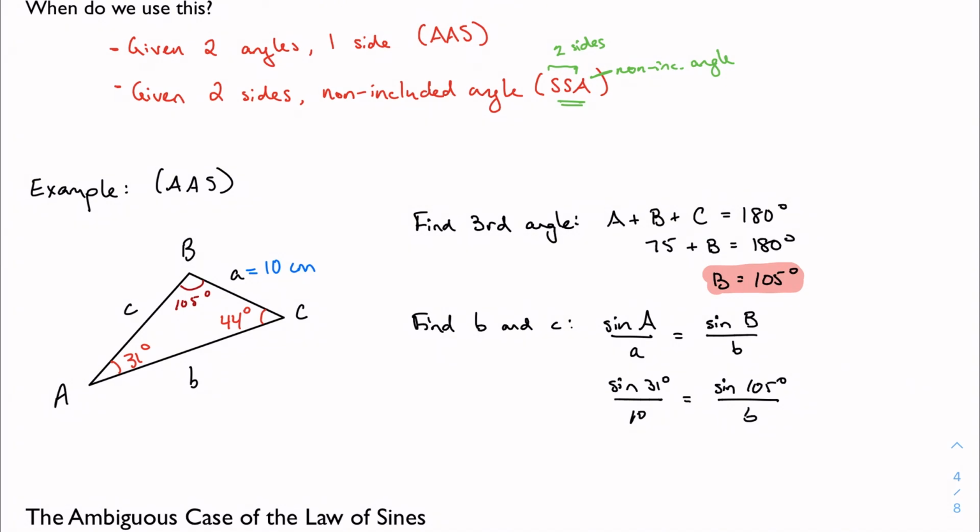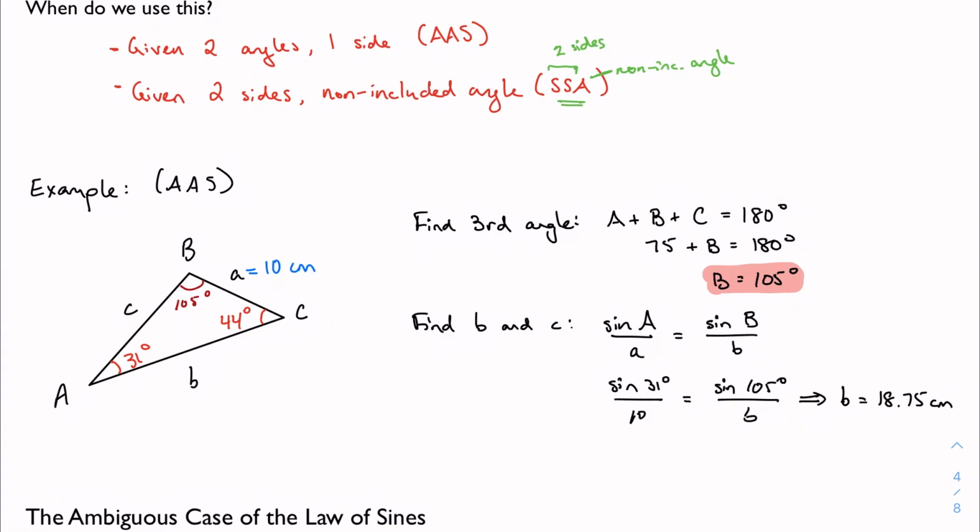I can rearrange this. I'd cross multiply, excuse me, I would cross multiply, and then I would divide, and I would get 18.75 centimeters. So you're going to cross multiply, and then you wind up dividing by sine 31.